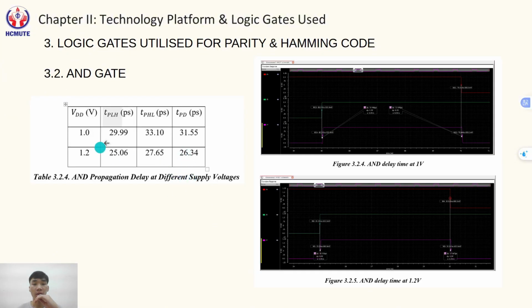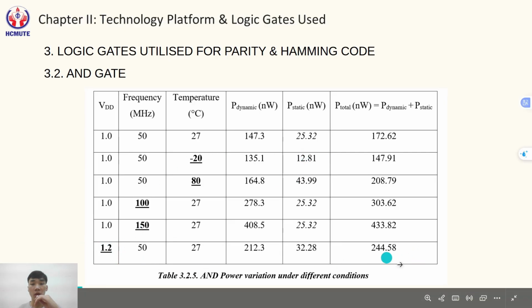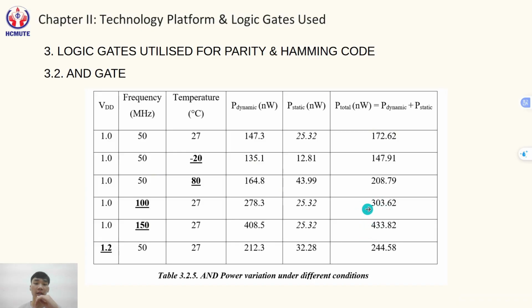The propagation delay of the AND gate is shown in the table below. We can observe that when VDD increases to 1.2 volts, both tPLH and tPHL decrease, so the average propagation delay tPD drops. And the simulation results for AND gate power consumption are summarized as follows. Increasing VDD, power increases proportional to the square of voltage. Increasing frequency, power increases almost linearly, and increasing temperature, static power rises due to leakage current.